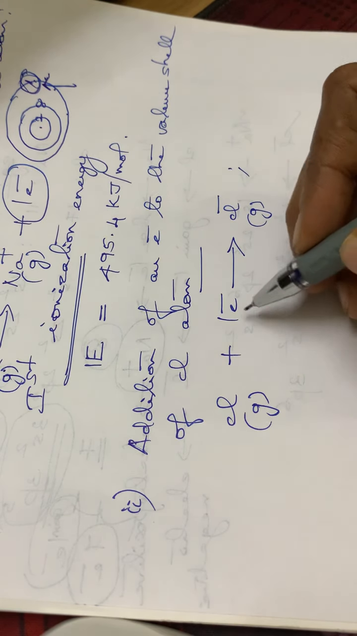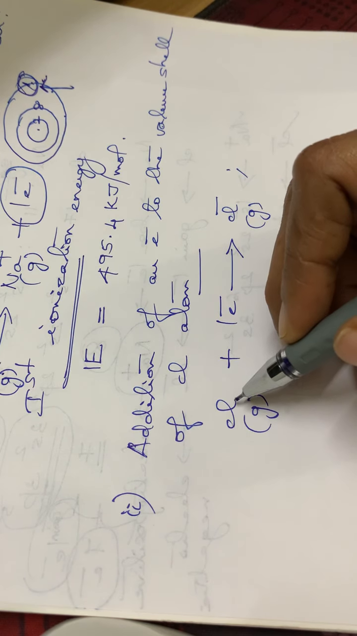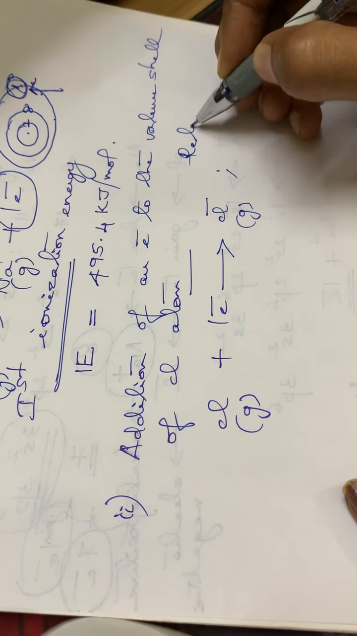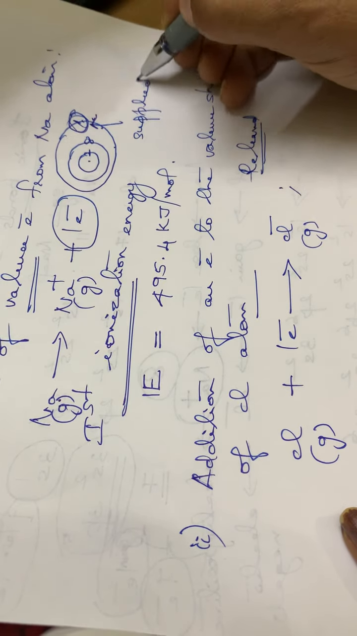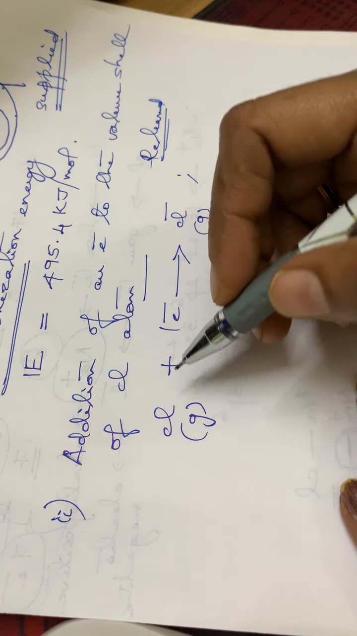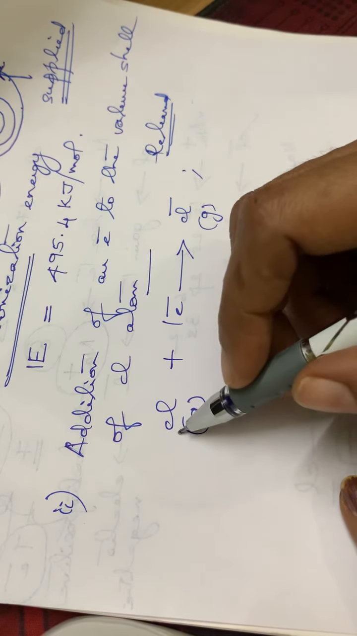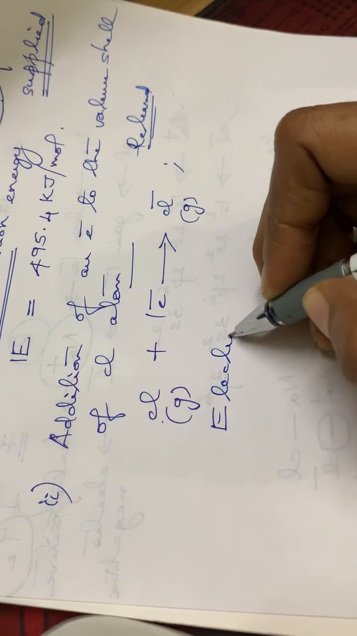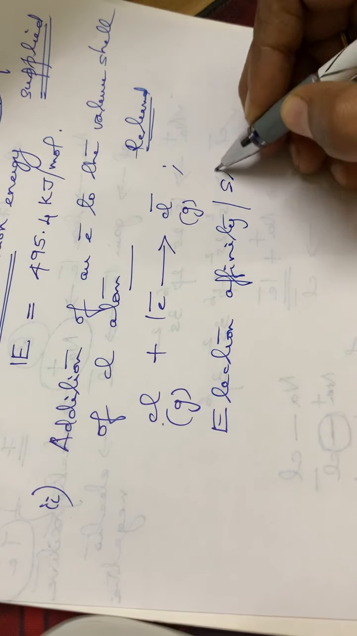So here, for the addition of one electron to chlorine atom, some energy will be released. In the previous case, we had to supply some amount of energy in the case of ionization. Here some amount of energy is released during the addition of an electron to the chlorine atom. This amount of energy which is released during the addition of an electron to the chlorine atom is called the electron affinity, or the electron gain enthalpy.